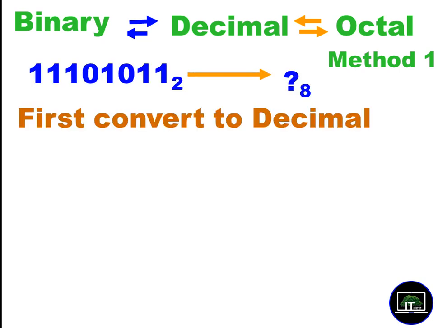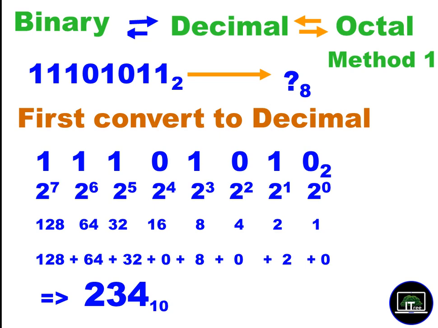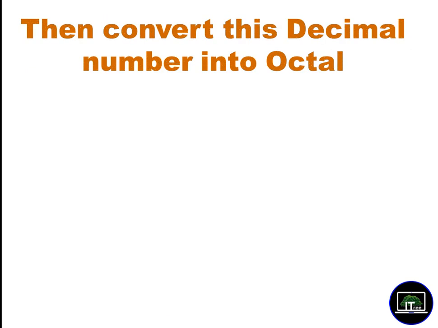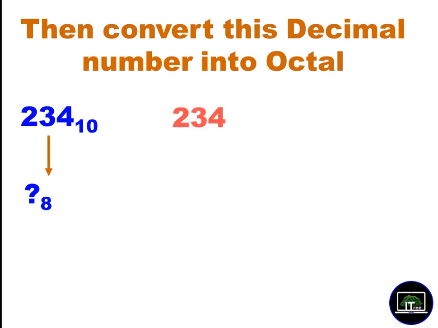The number is 1 1 1 0 1 0 1 1. First we convert into decimal. You know the method: you multiply by the positional values, then you add up all these things together. It comes to 234 in decimal. Then you convert the decimal number into octal. You know the method: you divide this by 8 and note the quotient and the remainder. You do that.